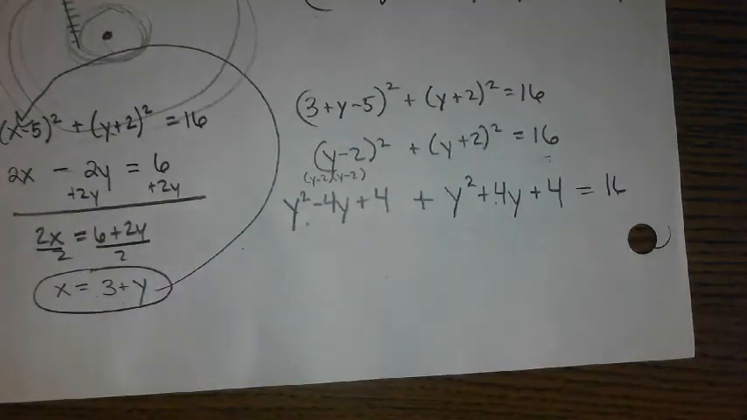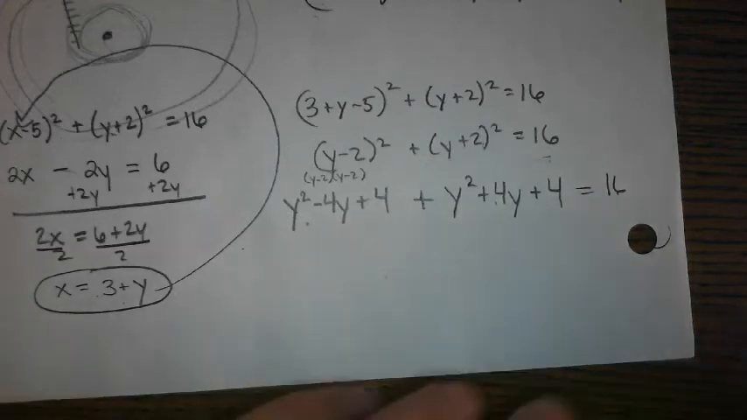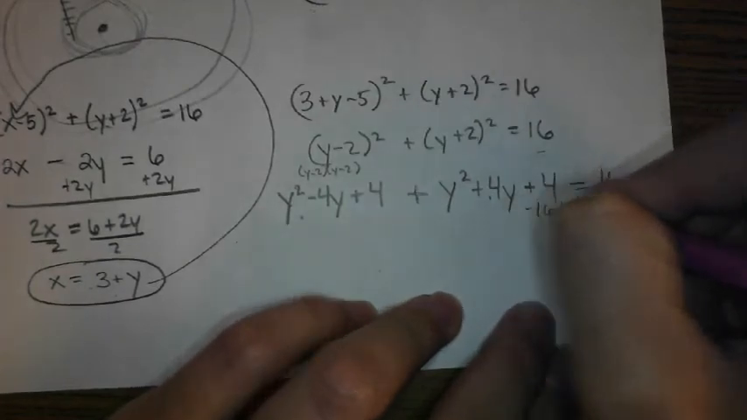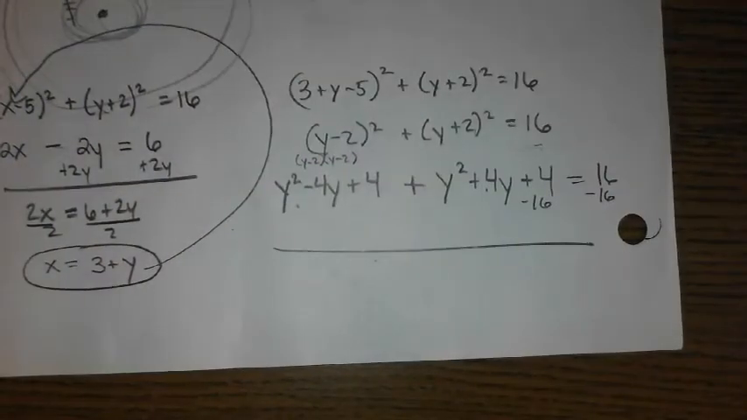Now, what kind of equation is this? Is it a linear equation? No. It's a what? Quadratic, because we have y squared. So we need to get it equal to 0. So I'm going to subtract this 16 over, and while I'm at it, I'm going to combine like terms.